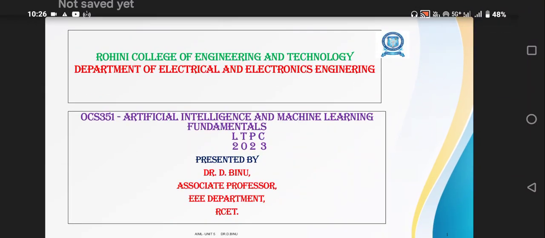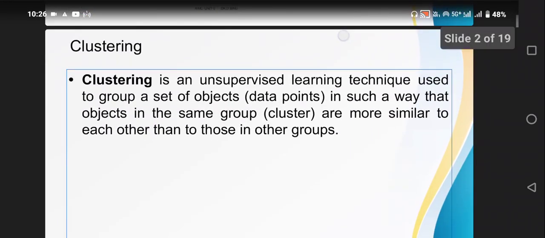I'm Dr. Binu. In Artificial Intelligence and Machine Learning Fundamentals subject, clustering is the topic which comes under the fifth unit. What is meant by clustering?